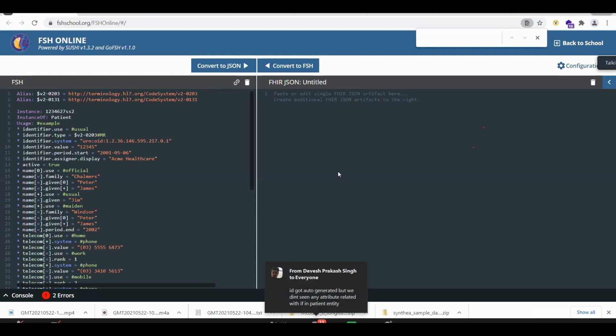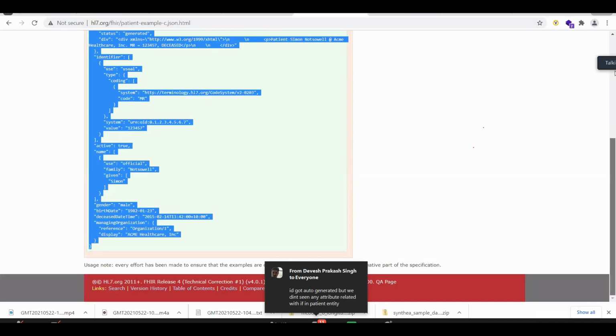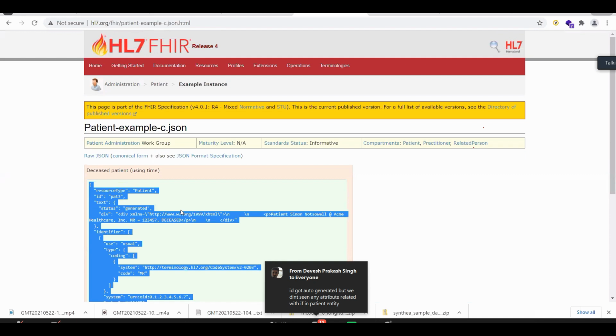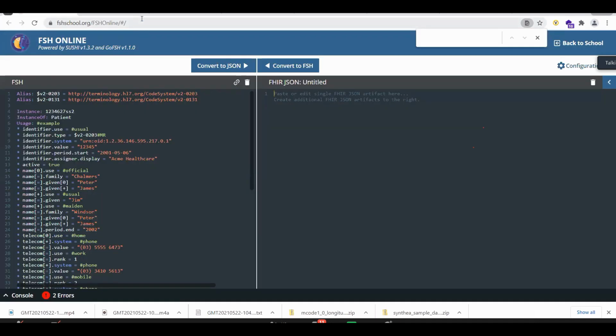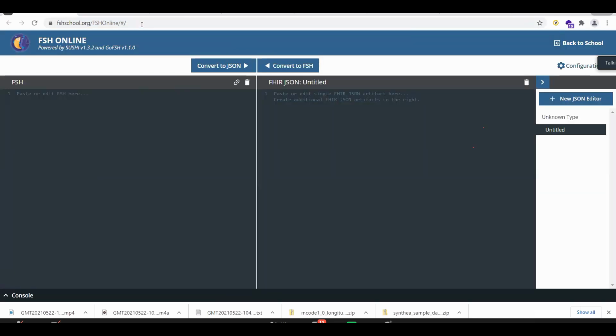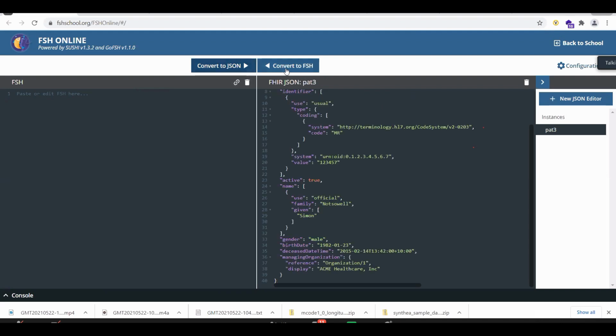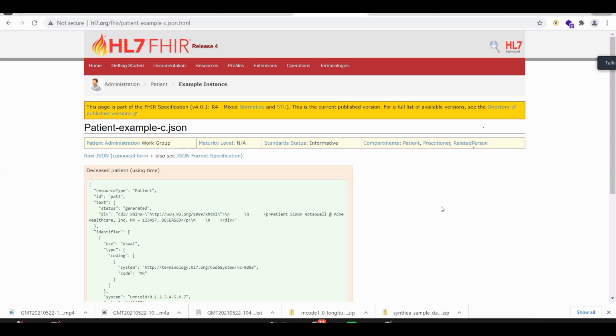These are valid JSONs that are there. So if you go to the examples, these are all valid ones. You can start working with these yourself, right? I was just experimenting with FSH. Don't get confused. It's just a tool that makes life a little easier. Not at all a mandatory part of the spec. Okay. Did I answer the question?